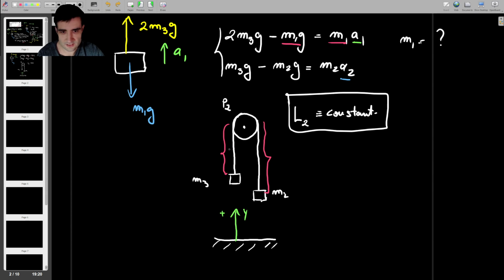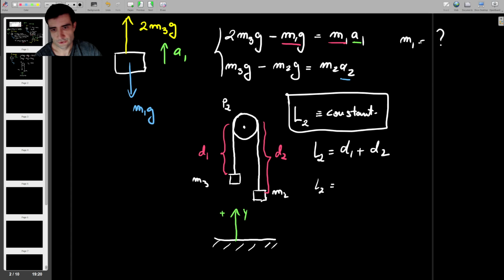So I'm just going to say that the length of the string is made of the left side, which I'm going to call D1, and this here, which is D2. So I'm going to say that L2 is equal to D1 plus D2. So I want D1 and D2 in terms of coordinates. Here's how this works.